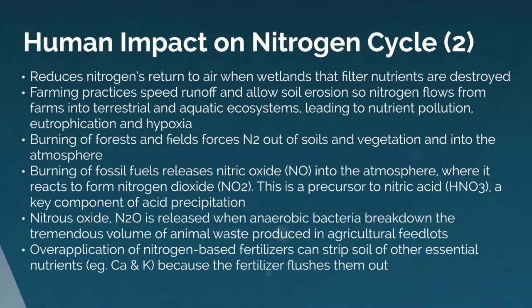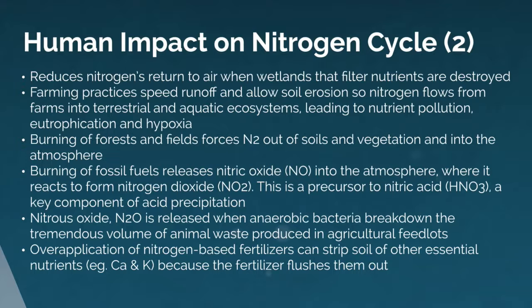Farming practices speed runoff and allow soil erosion, so nitrogen flows from farms into terrestrial and aquatic ecosystems, leading to nutrient pollution, eutrophication, and hypoxia. Burning of forests and fields also forces nitrogen out of the soils and vegetation and into the atmosphere. Burning of fossil fuels releases nitric oxide into the atmosphere, where it reacts to form nitrogen dioxide. This is a precursor to nitric acid, a key component of acid precipitation.